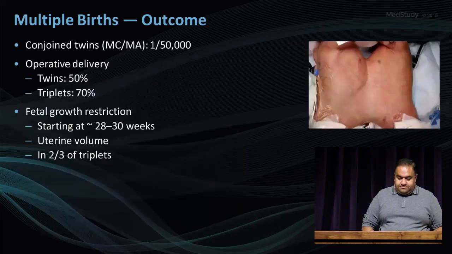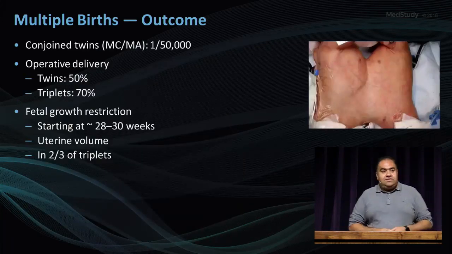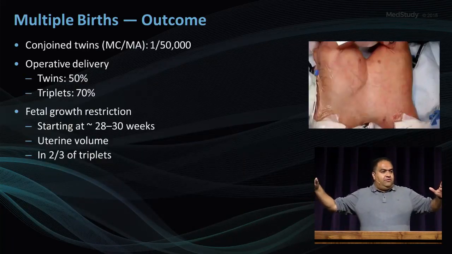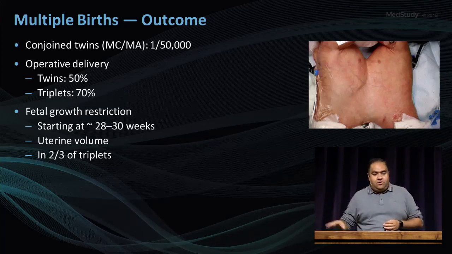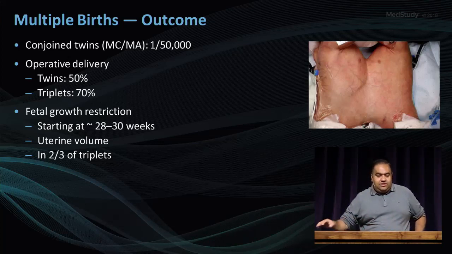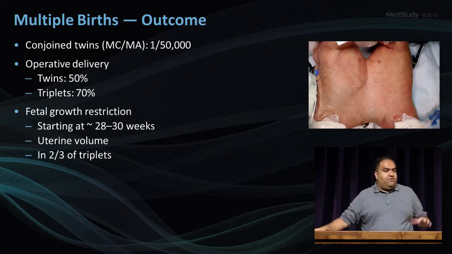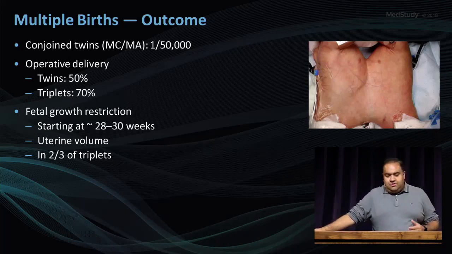So conjoined twins, is that early or late? When are they conjoined? Late, yes. Conjoined twins happen after the 2-week mark. Monochorionic, monoamniotic, 1 in 50,000. Usually operative delivery, for twins and triplets. Twins, about 50% require operation. Triplets, 70%. Conjoined twins may be sharing multiple organs, commonly brain, heart, and liver.